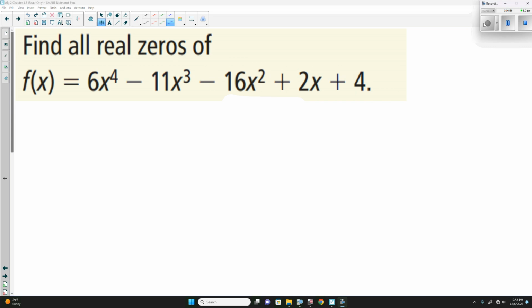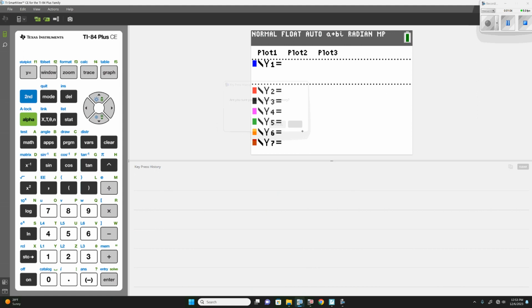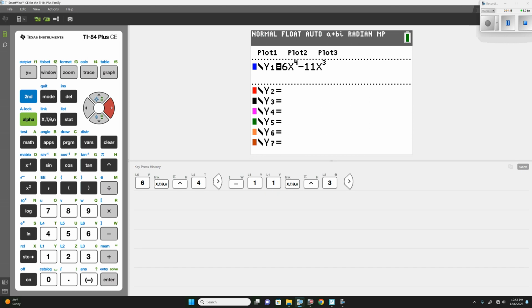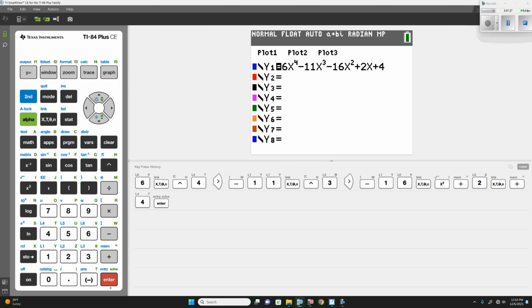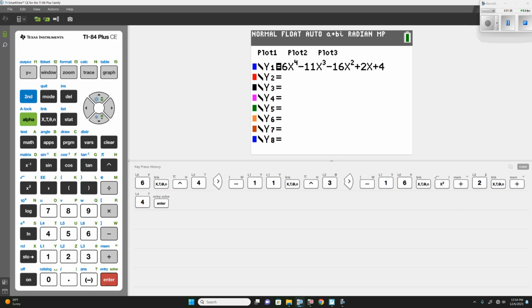So as we've seen already over the last few days, it might be easier to just go on and graph it and see how many solutions we get from graphing. Six x to the fourth minus 11x cubed minus 16x squared plus 2x plus 4. So we'll type it into the graphing calculator, and once we get it typed in, we're going to hit graph.